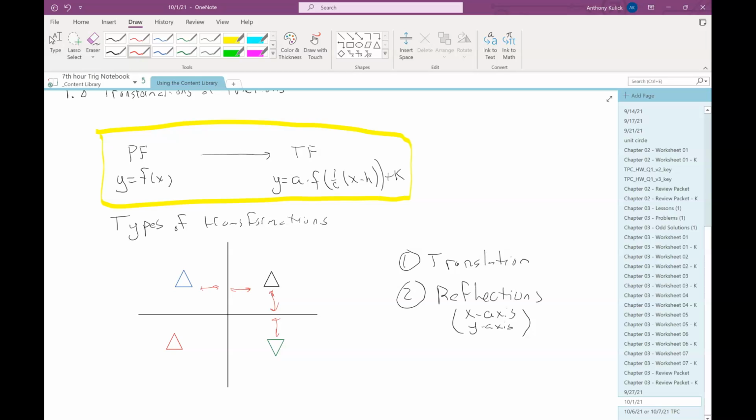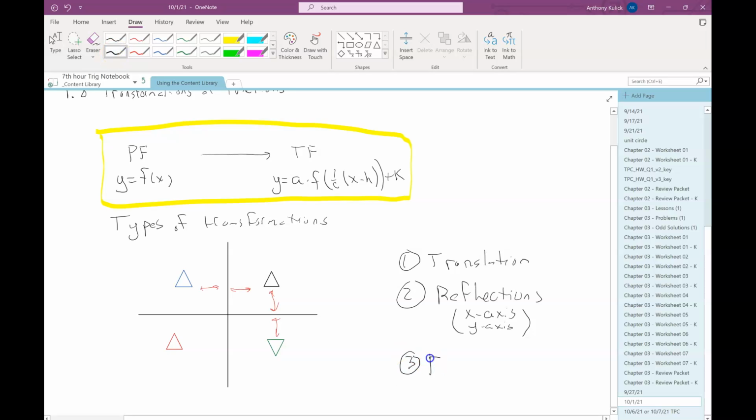Leo? Can a translation also be a reflection? You can do both at the same time, and for example, that reflection across the y-axis you could describe as a translation, right? So sometimes, I guess I would say.